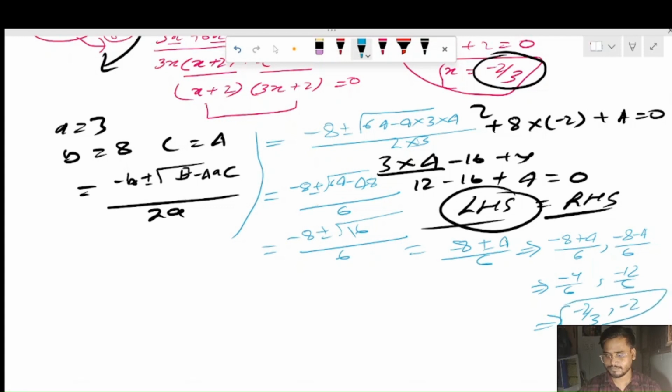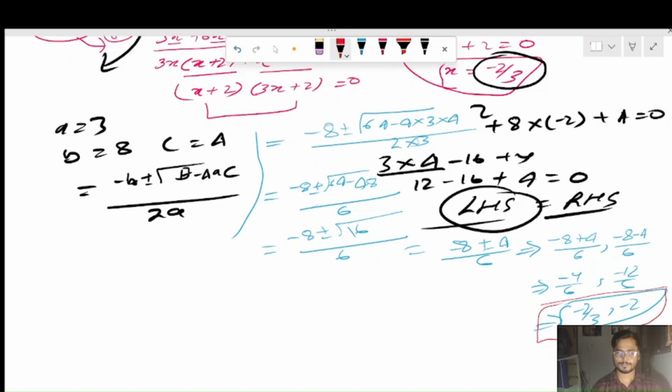We are getting the same value from the formula also. Are you getting what I'm trying to say? So these are the two main methods of finding the roots of the quadratic equation, or the solution of the quadratic equation.